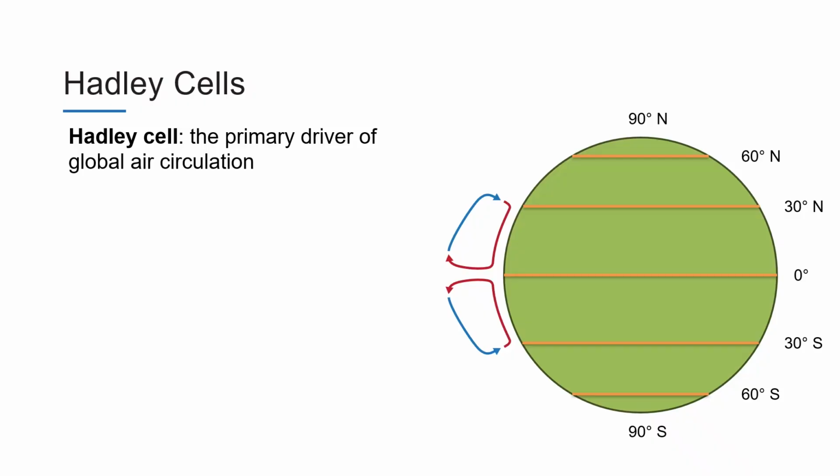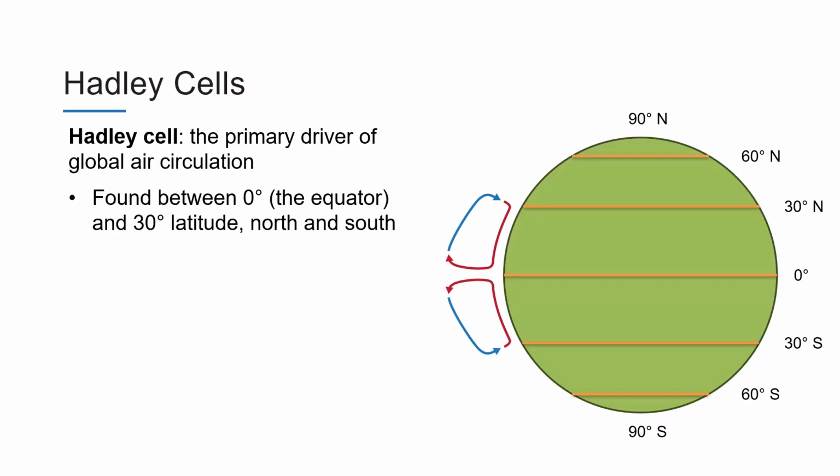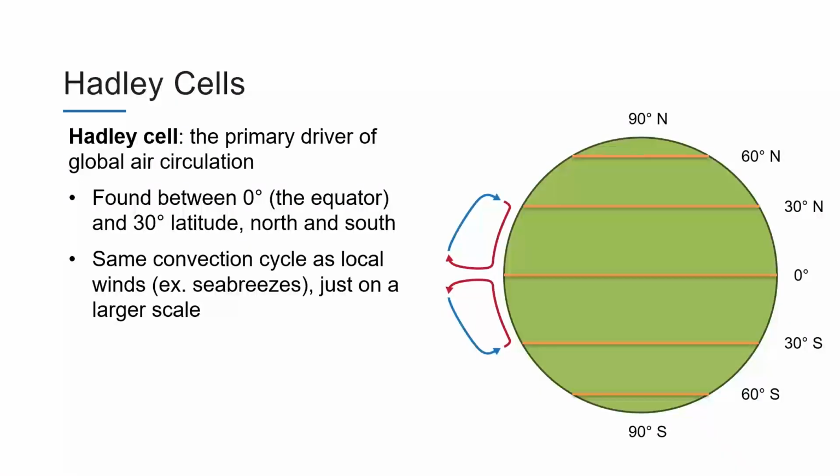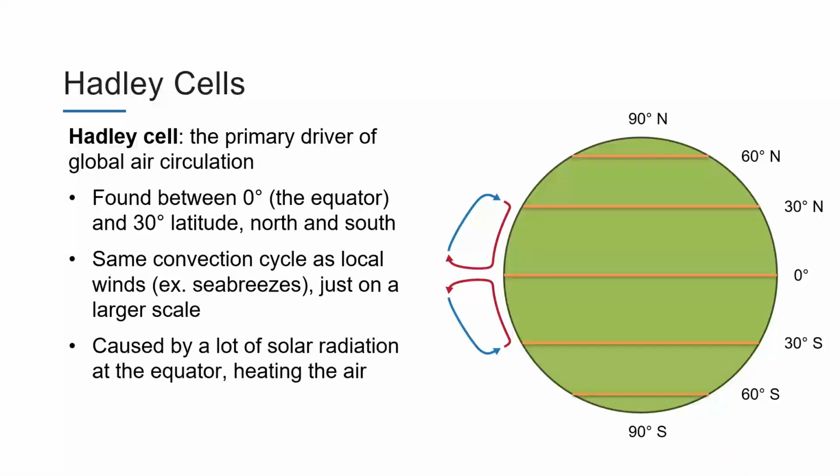They are the strongest of the convection cells and can be found between the equator and 30 degrees latitude on both sides, north and south. Again, they are really similar to our local winds. If you remember back to when we studied the seasons, you may recall that the equator gets the most direct solar radiation from the sun.